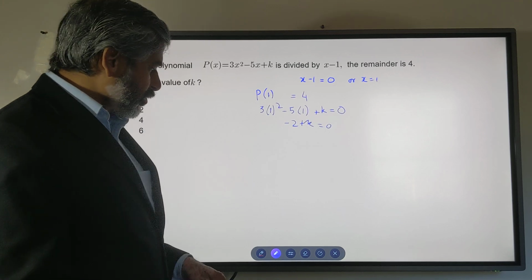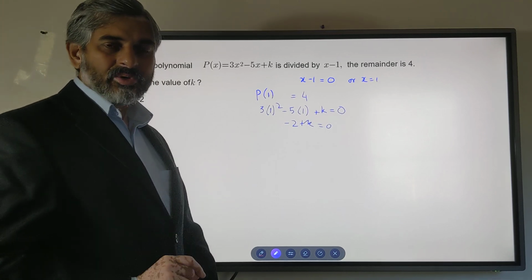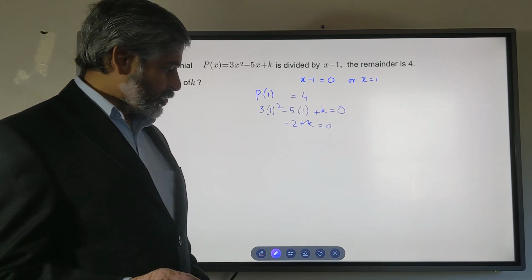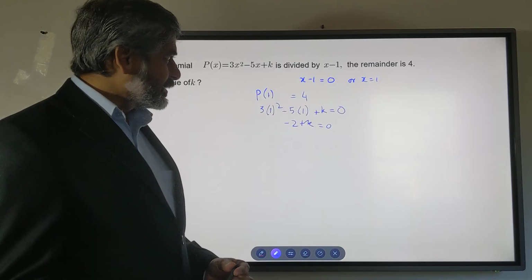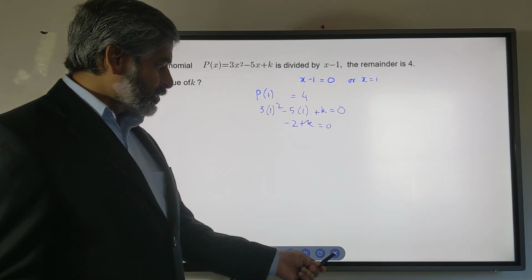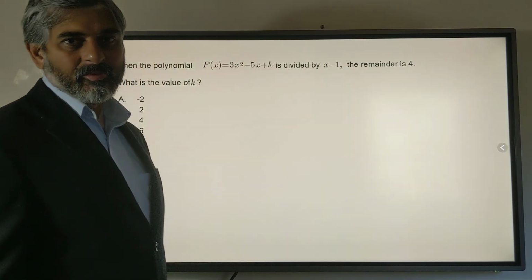So I hope you all enjoyed it. Make sure you do as many problems as possible to practice this remainder theorem. It's a very useful theorem, very simple but very powerful.